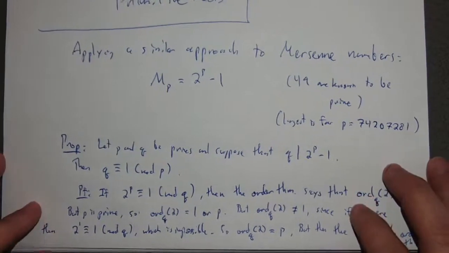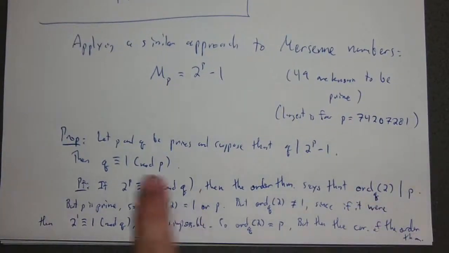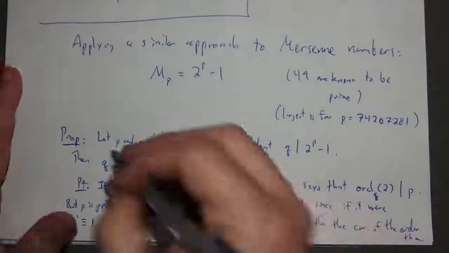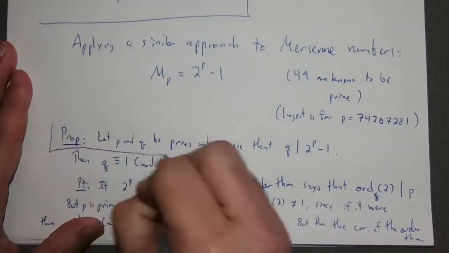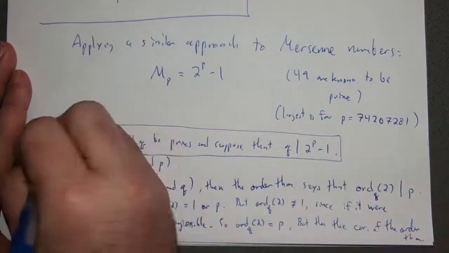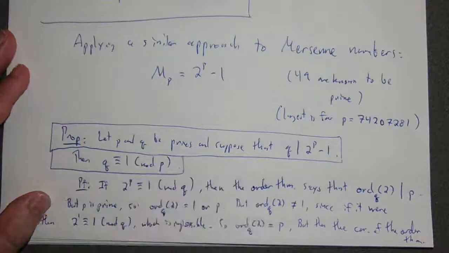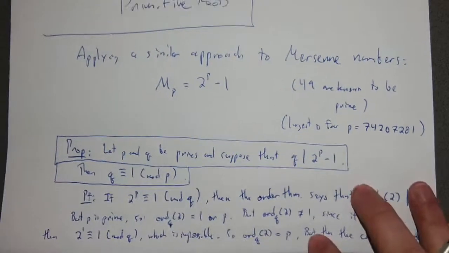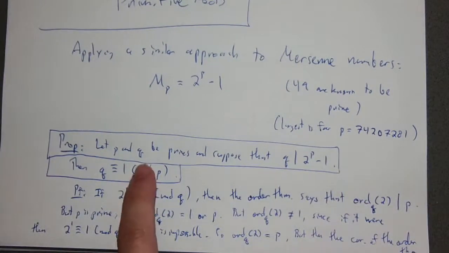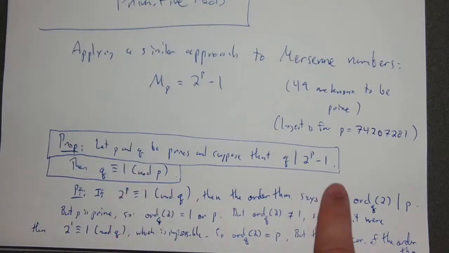So anyway, basically, this is just proving this proposition that shows us the restriction that any prime factor of a Mersenne number has to satisfy. I didn't box the most important bit. If you have a prime factor q dividing the Mersenne number 2 to the p minus 1, then q has to be congruent to 1 mod p.